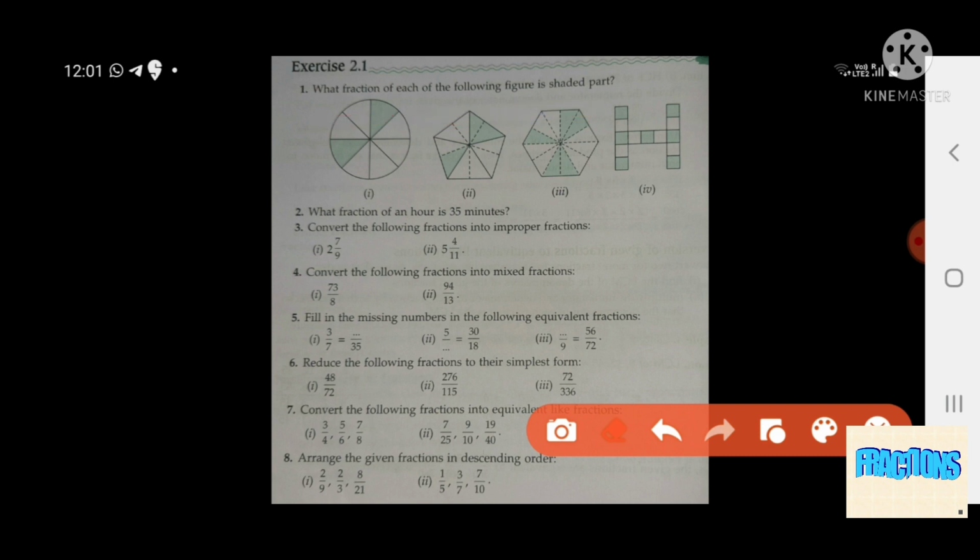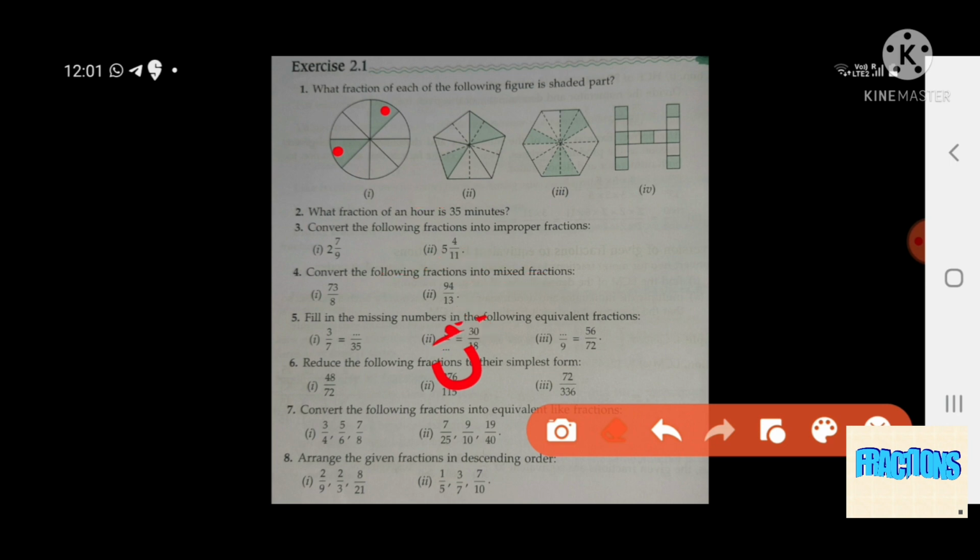So you have to tell how many parts are shaded. You count the total parts: 1, 2, 3, 4, 5, 6, 7, 8. So there are 8 in total. Now we have to tell how many are shaded. In this there are 2 shaded, so it will be 2. The answer is 2 upon 8.